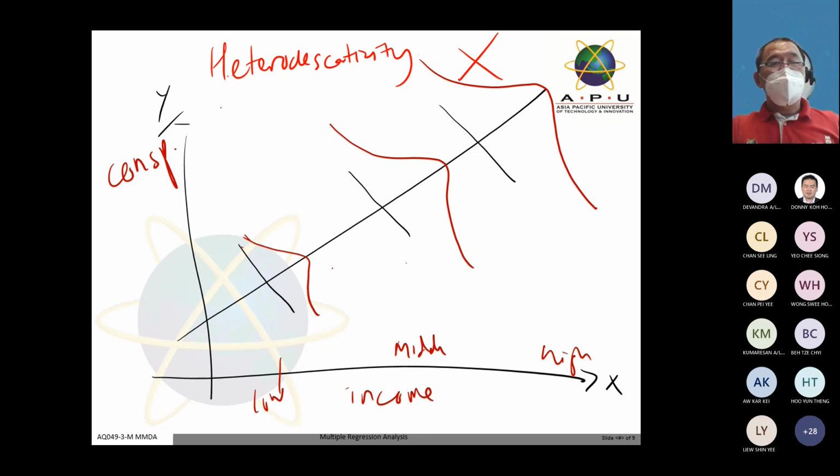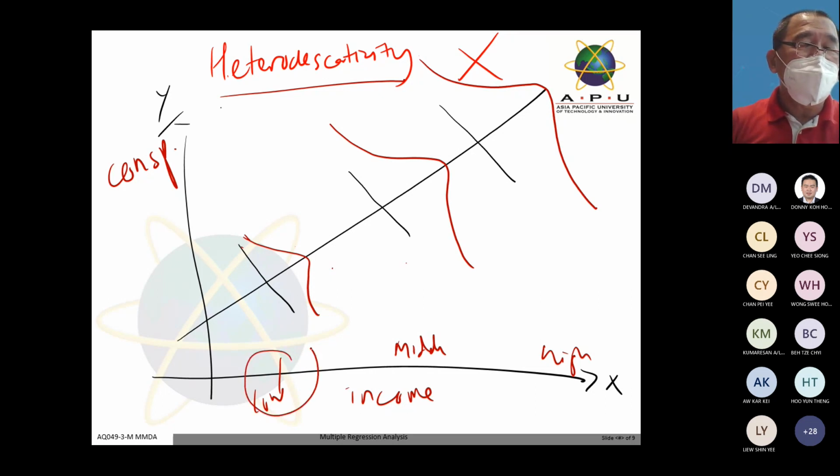Okay. Any question? Therefore, this is heteroscedasticity. So you're saying that the variance at the lower range is not the same as at the higher range. So it's a different group? Yeah, correct. Different income range. Their consumption pattern will be different. Higher, there is more variation.